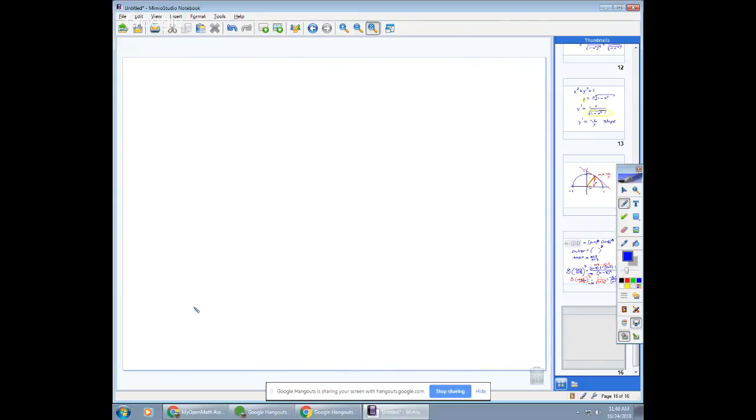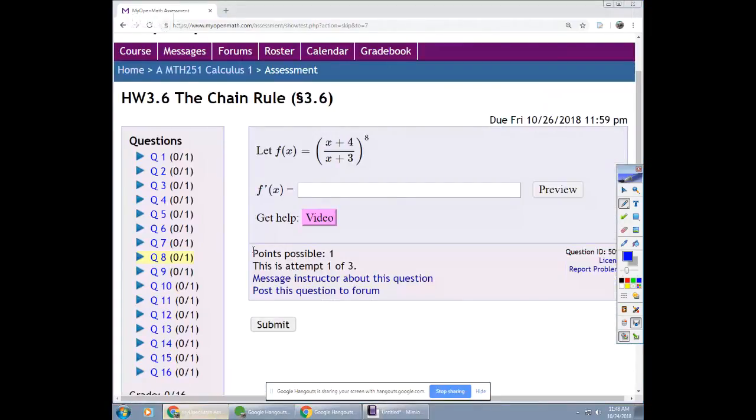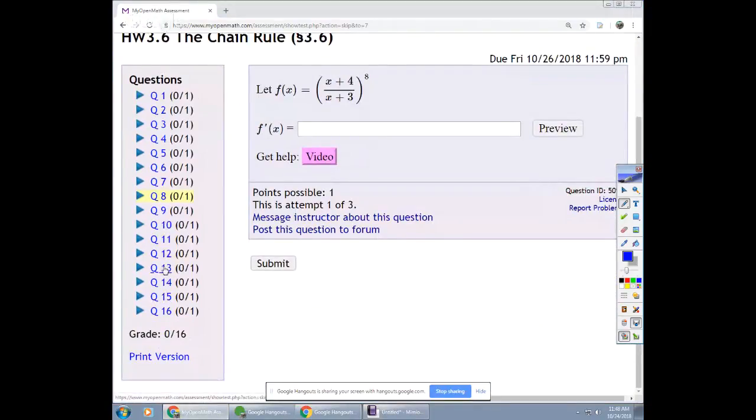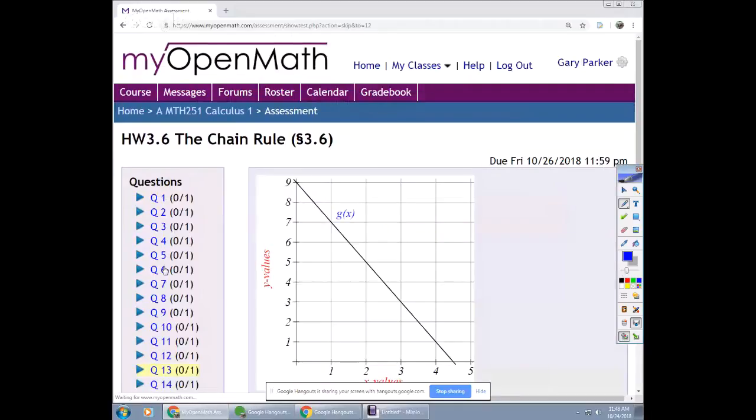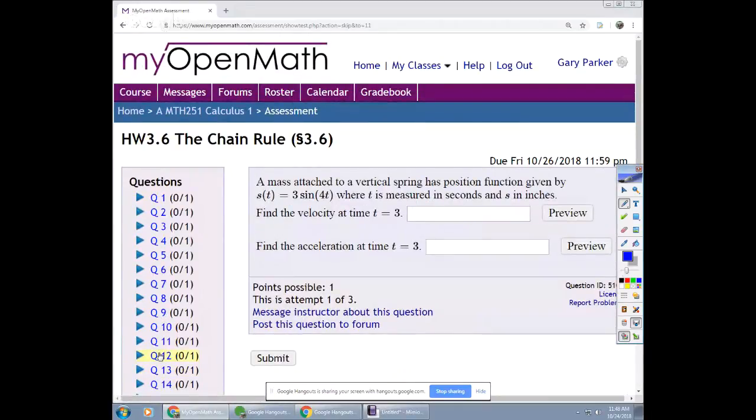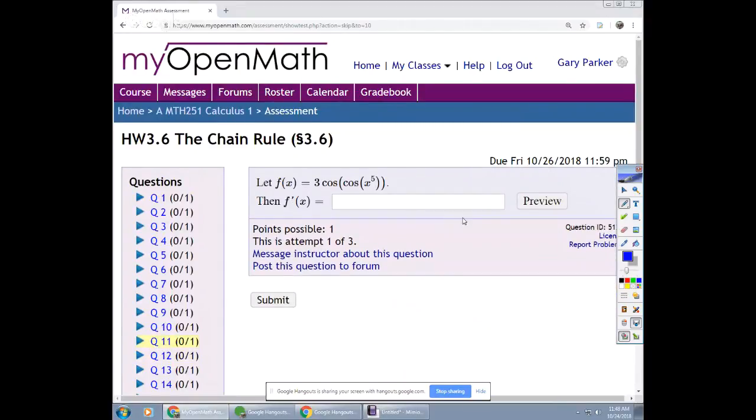All right, let's do another one. Let's see, there was a really cute one in here. No, I'll let you struggle with that one. We'll bring it back tomorrow. Oh, this is it right here, I think. It's a trig function.